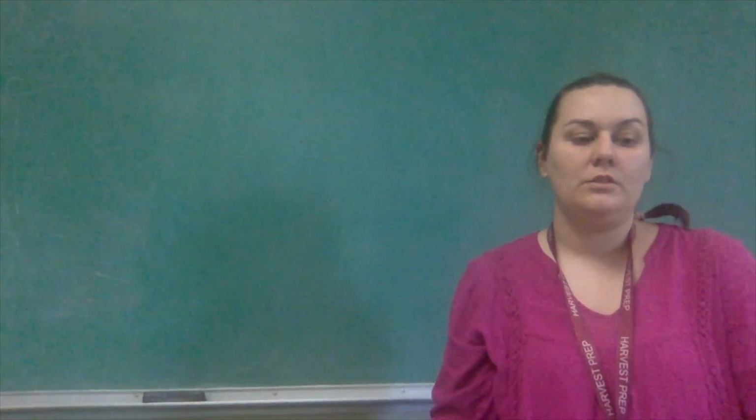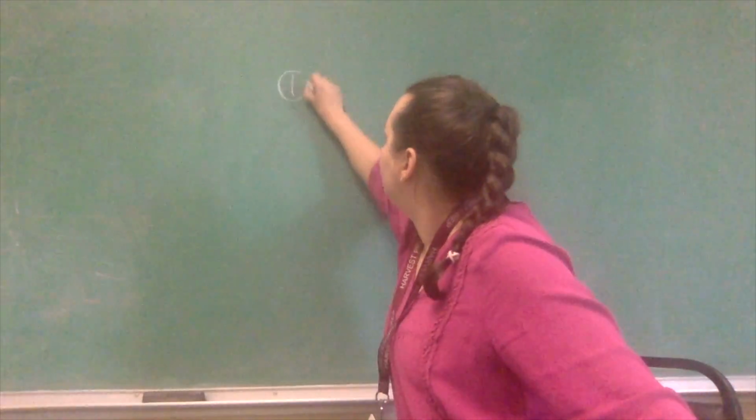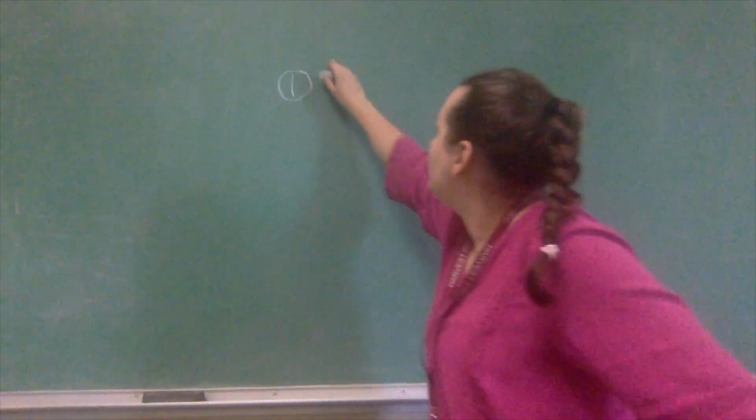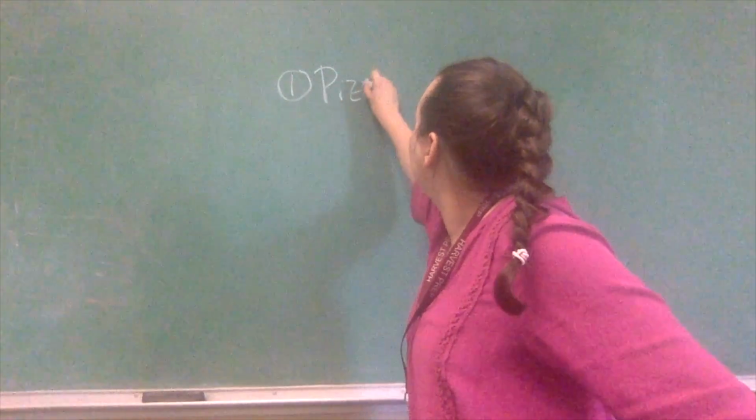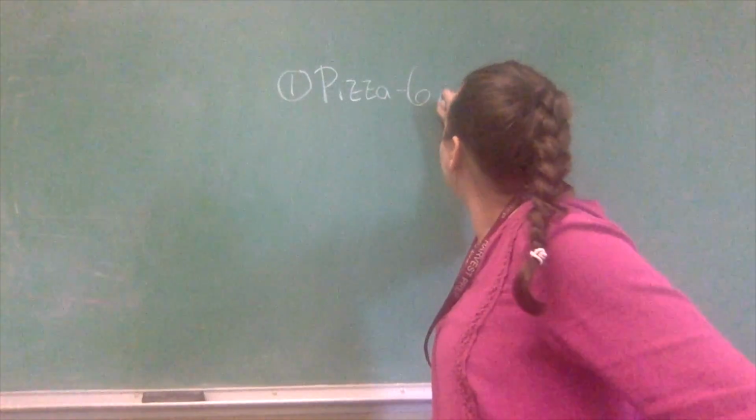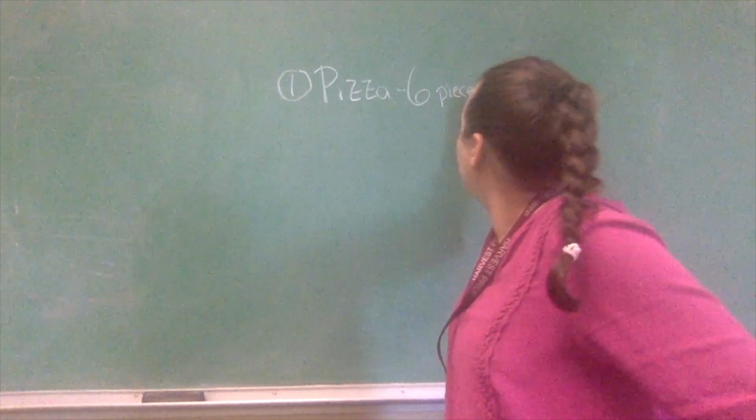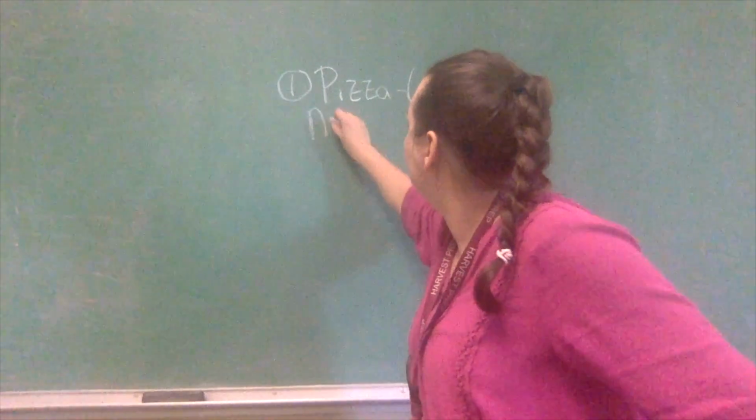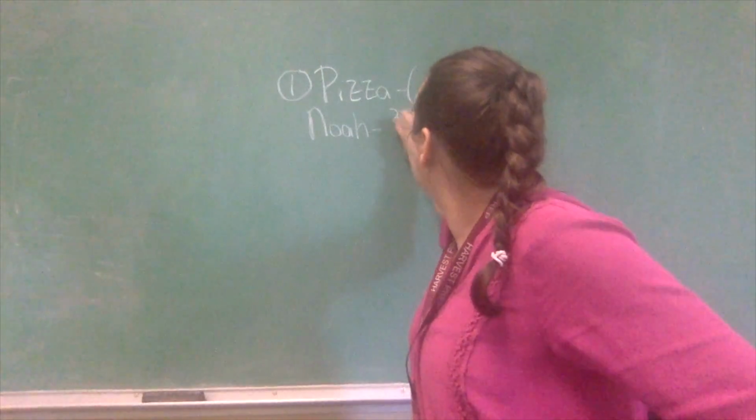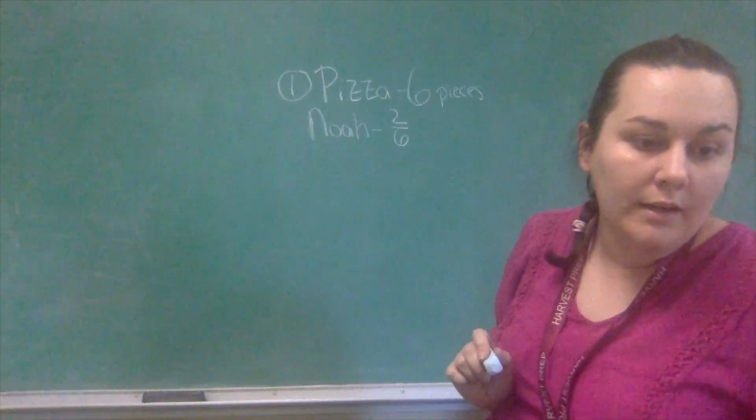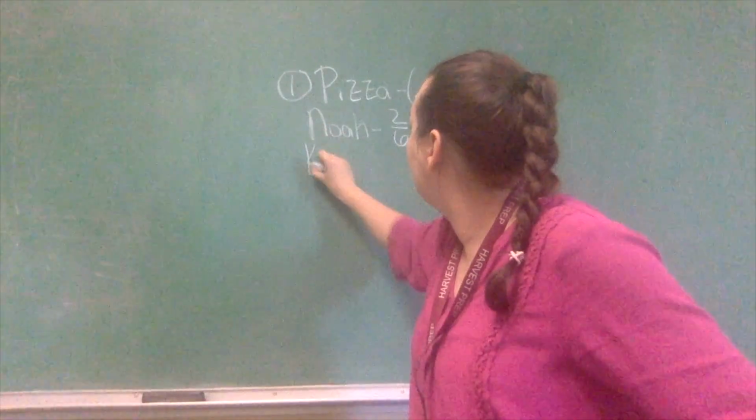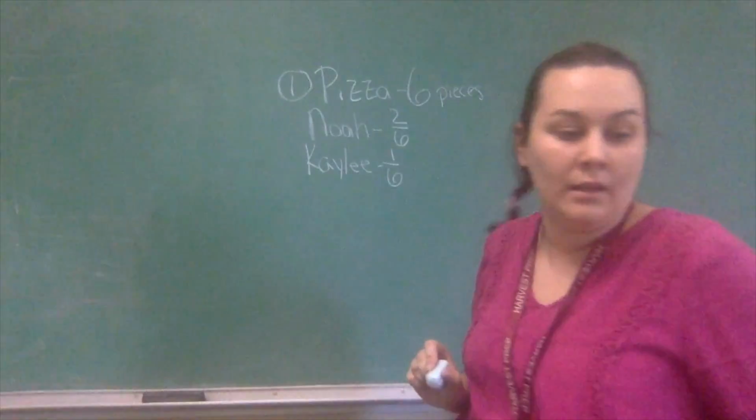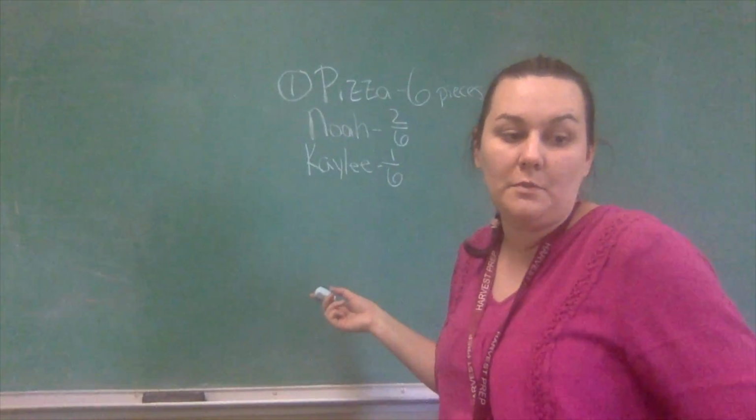So I'm going to start with what do I already know? Well, I know that they're eating a pizza, and it tells me there are 6 pieces. Okay, and then I can look at some of the names. I know that Noah ate 2/6. I know that Kaylee ate 1/6. I know that there's 2/6 of the pizza left.